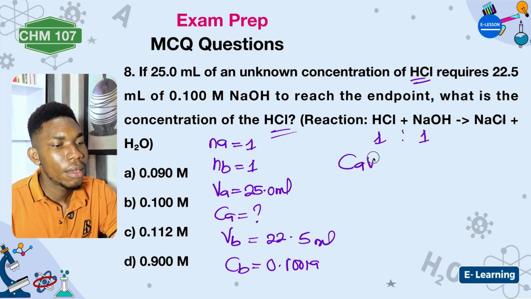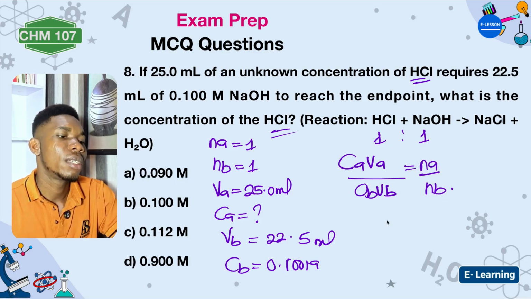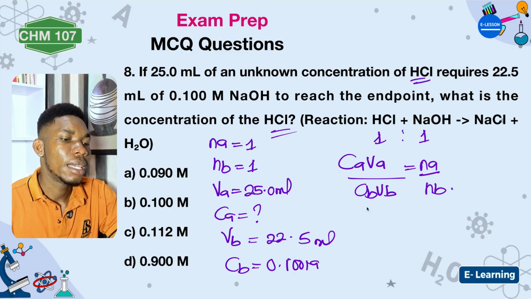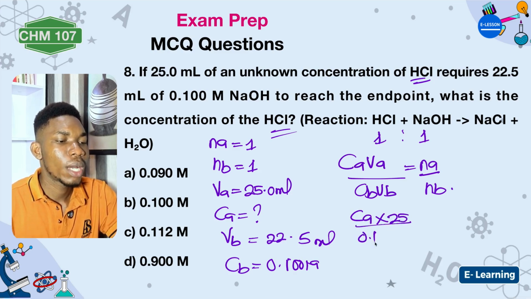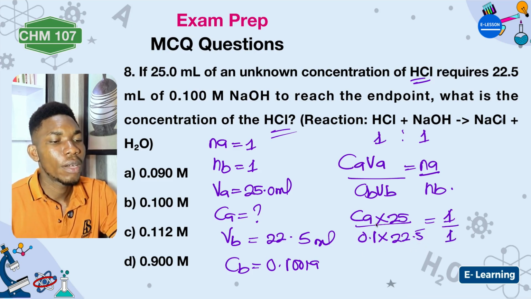We have CaVa over CbVb is equal to Na over Nb, my dear student. Is that okay? What is our Ca? It is unknown. So we say Ca, Va is 25, Cb is 0.1, Vb is 22.5, and the mole ratio is 1:1. So at the end of the day, 25 times Ca gives 25 Ca is equal to 0.1 times 22.5.